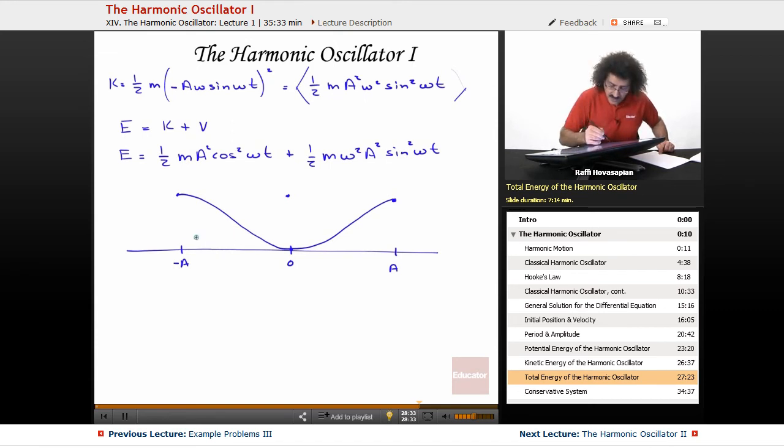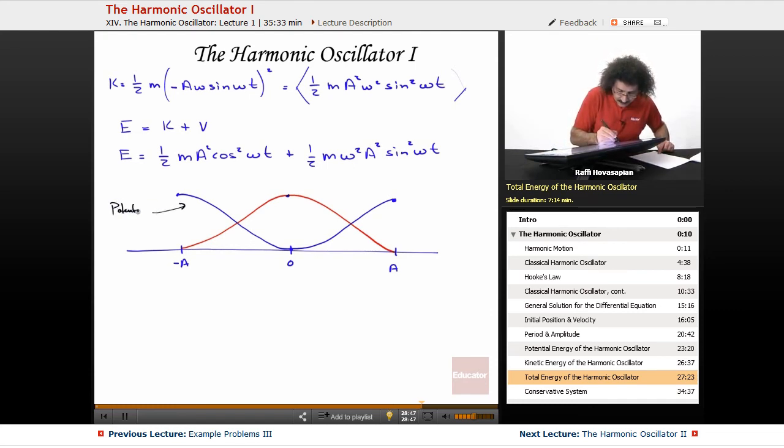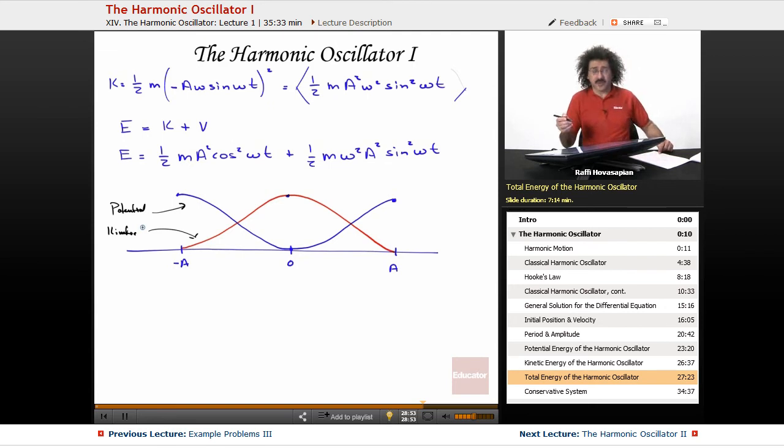Let me do this one in red. There we go. And let me go ahead and go to black. This right here, this is the potential energy curve. And this right here, the red, that's the kinetic energy curve. Notice what's going on.